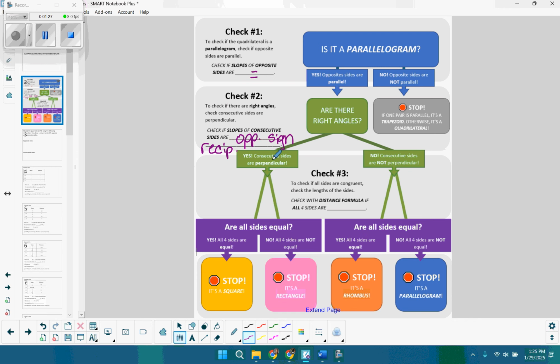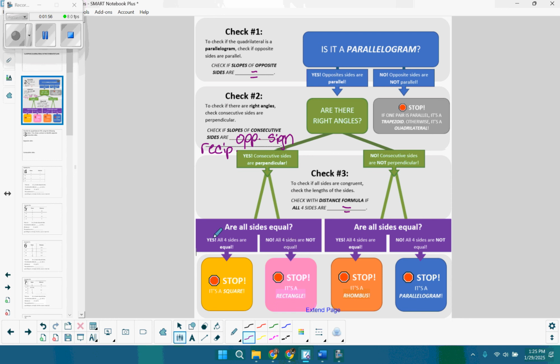If our consecutive sides are perpendicular, it could either be a rectangle or a square because both of those shapes have right angles. If they were not perpendicular, it could either be a rhombus or a parallelogram because neither of those has right angles. So the last thing we're going to check is the distance of all of our sides. To check if all sides are congruent, we're going to check the lengths of the sides, and we're going to check with the distance formula if all four sides are equal.